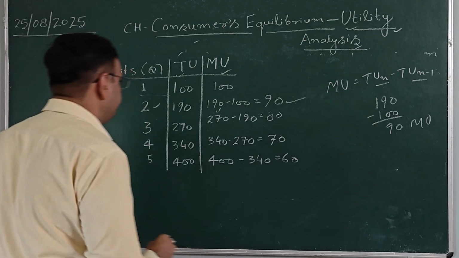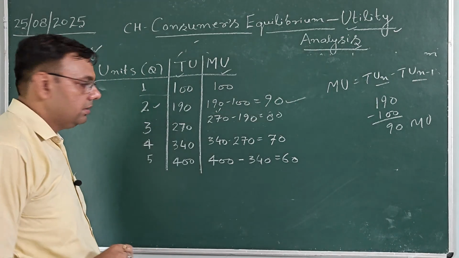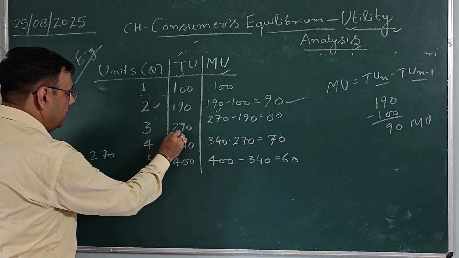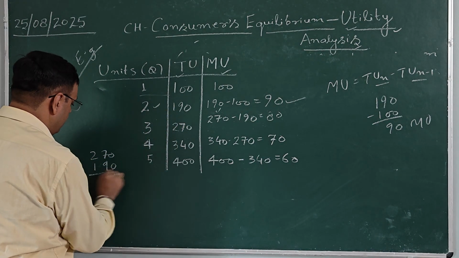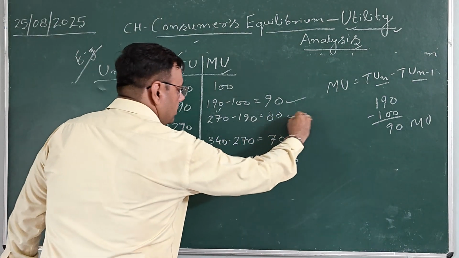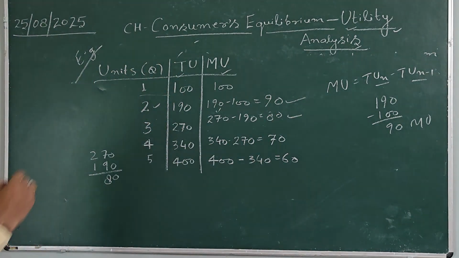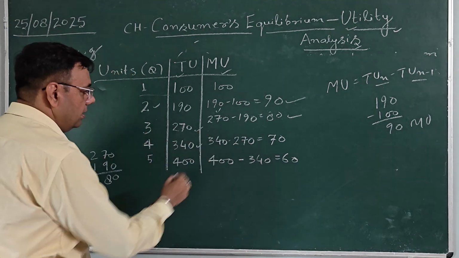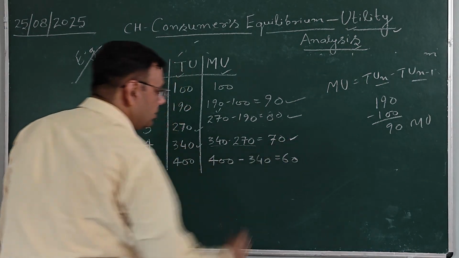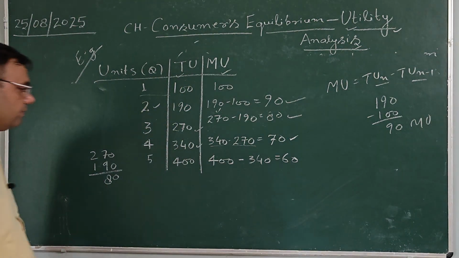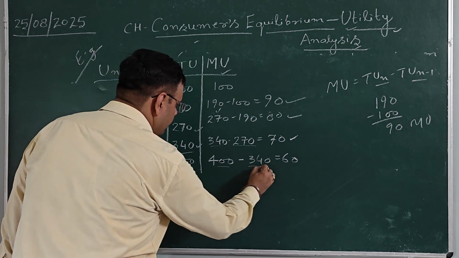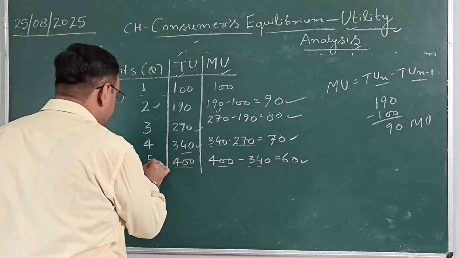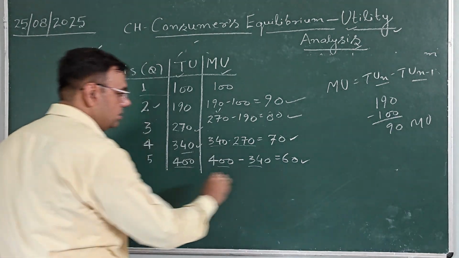Same procedure for the third unit or third quantity: 270 minus 190, so it is 80 units marginal utility value. Next one is 340 minus 270, it is 70. And next is 400 minus 340, it is 60 units. So the value of marginal utility at the fifth unit is 60.